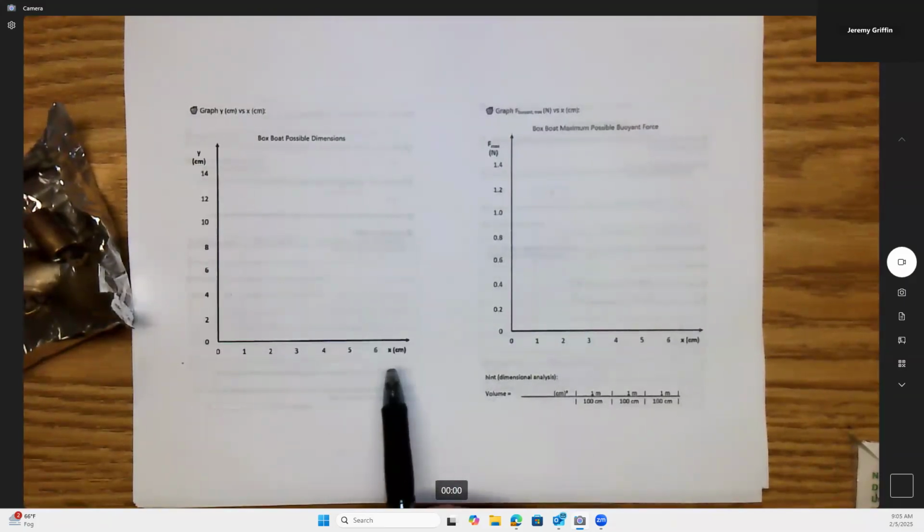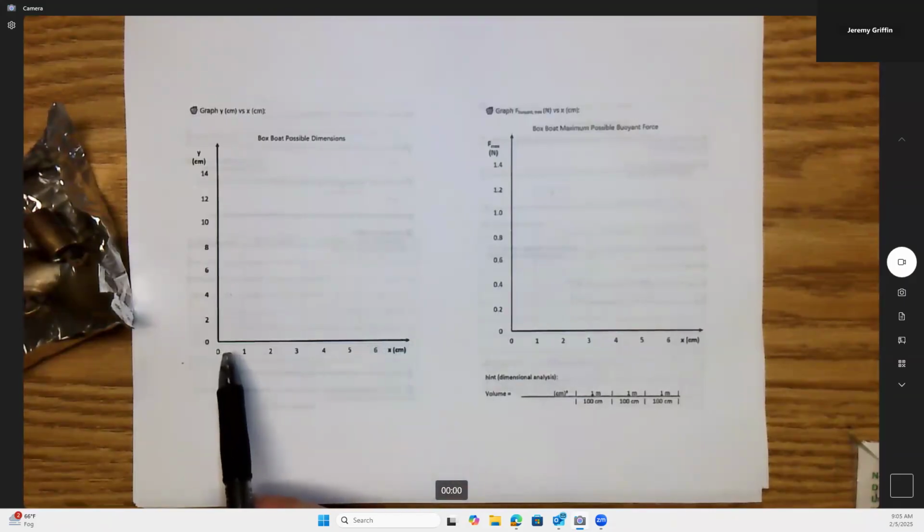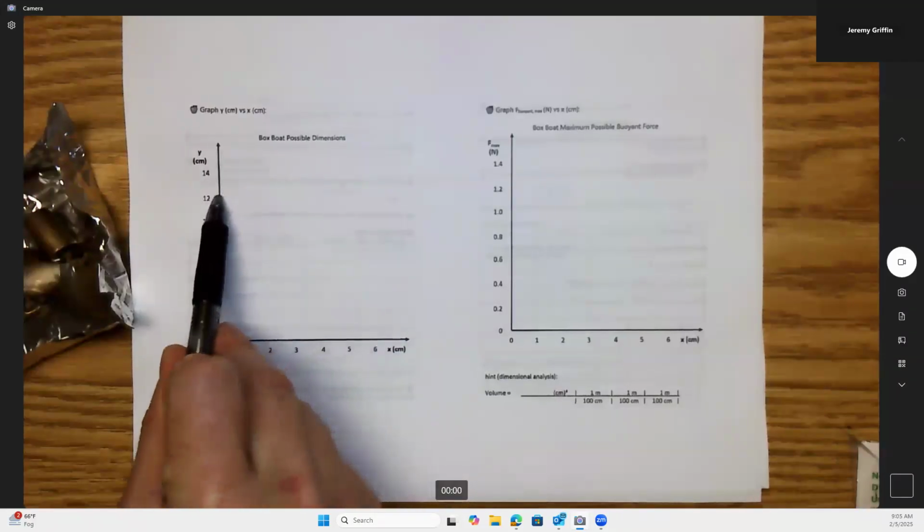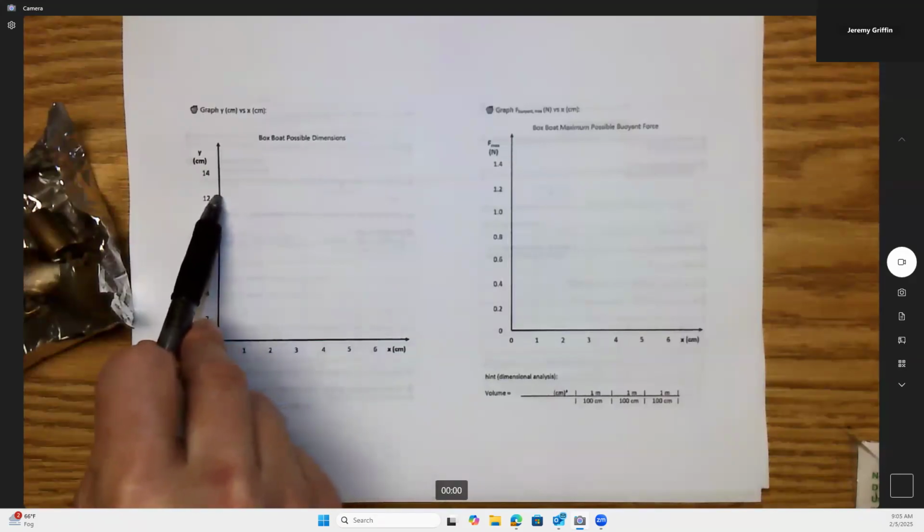Guys, for example, here, I'll really help you guys out. Guys, what if X is equal to 0? Does that mean you didn't fold up the side at all? Yeah. If X is equal to 0, what does Y have to be equal to? 12. Right, it'd be the full 12. That has to be a point on the graph, doesn't it?